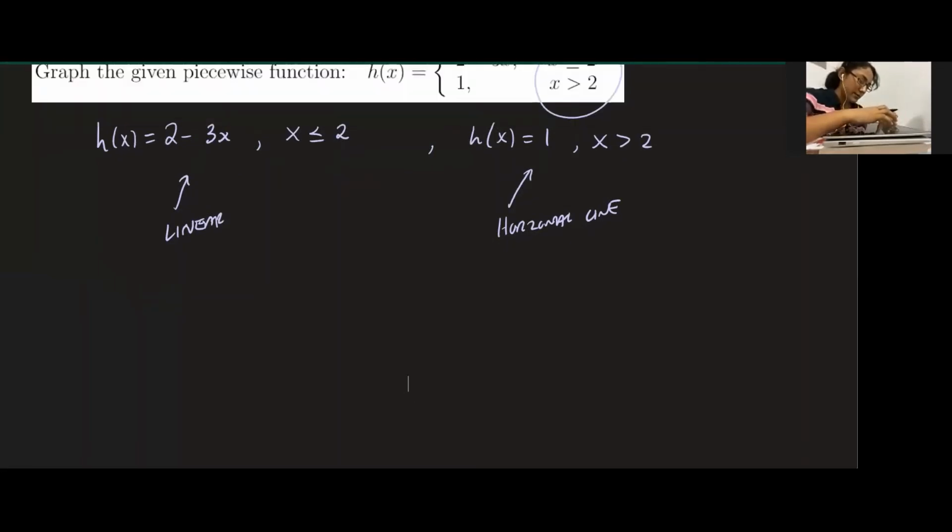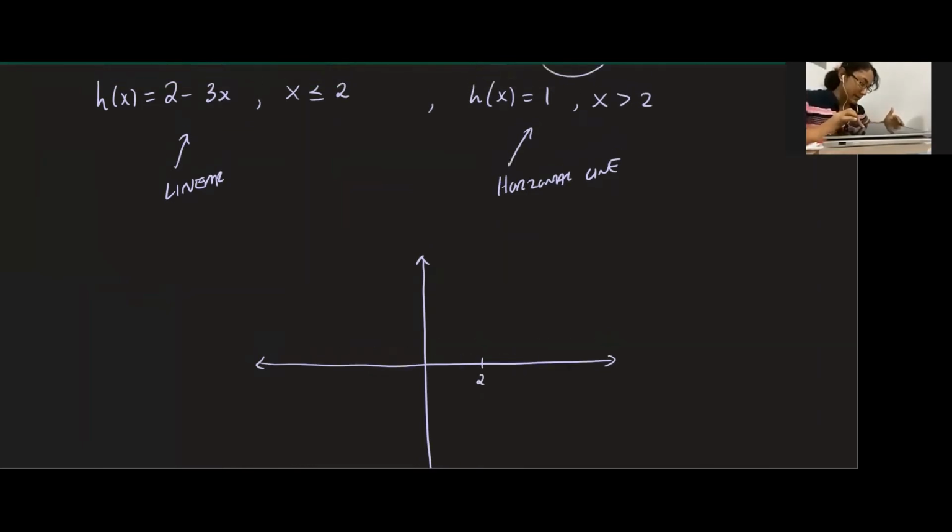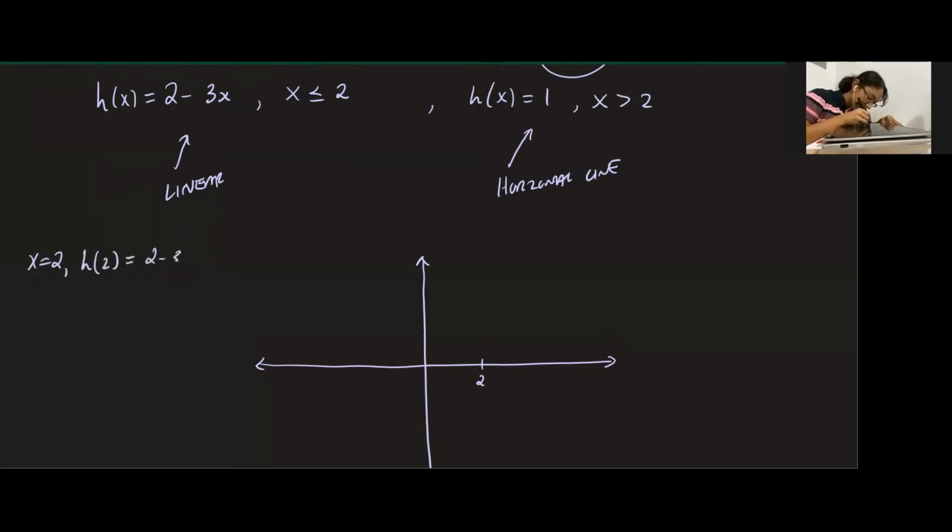So let me go ahead and draw my x and y axis. So here's our xy plane, and we're going to split up at x equals 2. So let's suppose 2 is here. So to the left of 2, we're going to have the function 2 minus 3x. So I'm going to go ahead and plug in 2. So when x equals 2, h of 2 is going to be 2 minus 3 times 2. And that will be 2 minus 6, which is -4.